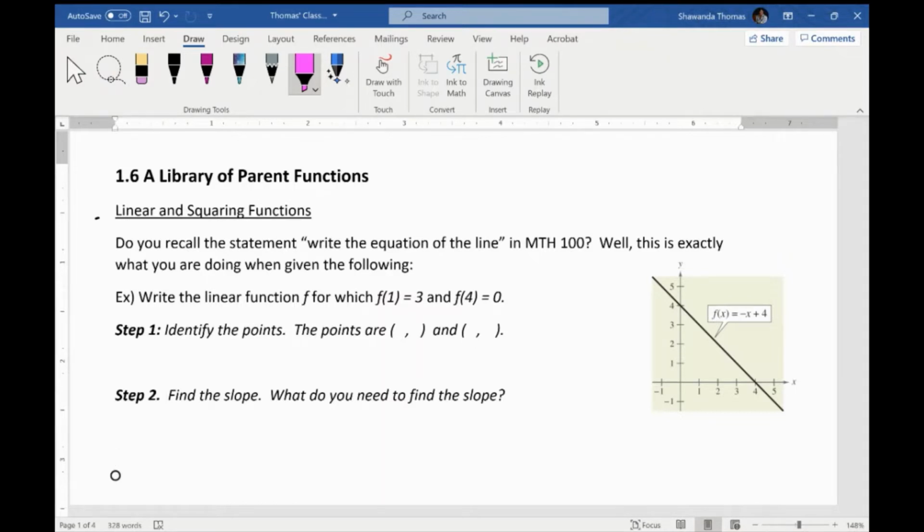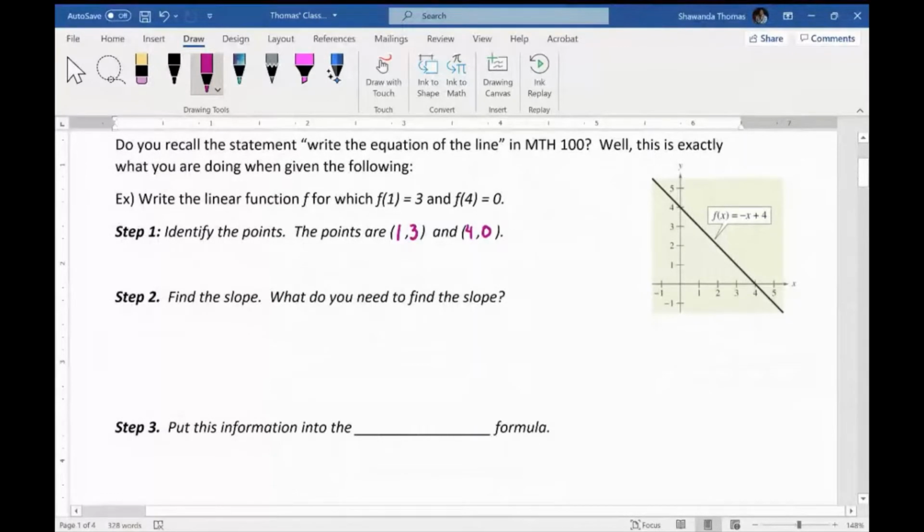This is how you get the points from this information right here. If I ask you, what is the point that corresponds to f of 1 equals 3, what would you say? 1 and 3. Yep, 1, 3. And for f of 4 equals 0, you would say 4, 0. That's it. All right, that's step 1. Identify the points.